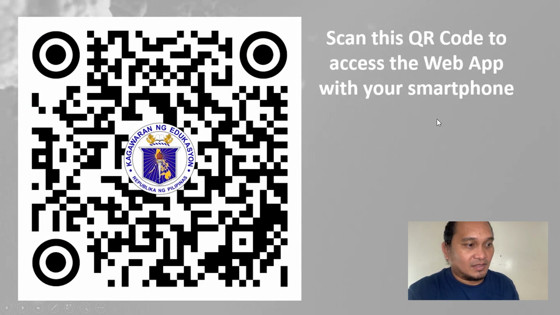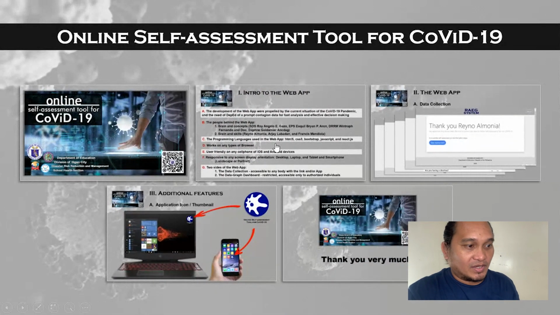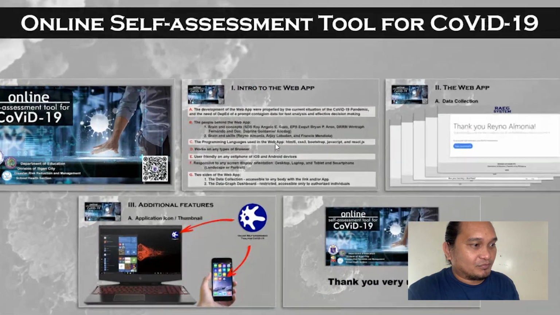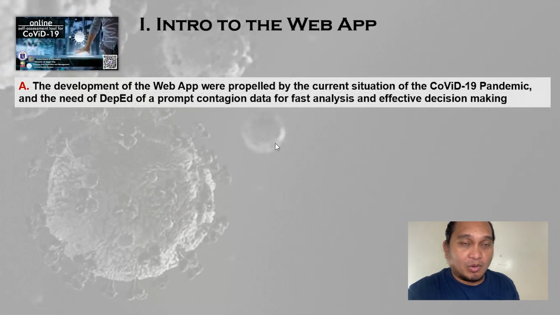Okay, and the next thing is the web app. Okay, this is the web app. And by the way, the development of the web app was propelled by the current situation of the COVID-19 pandemic, of course. That's the reason why. And the need for prompt contagion data for fast analysis and effective decision making.